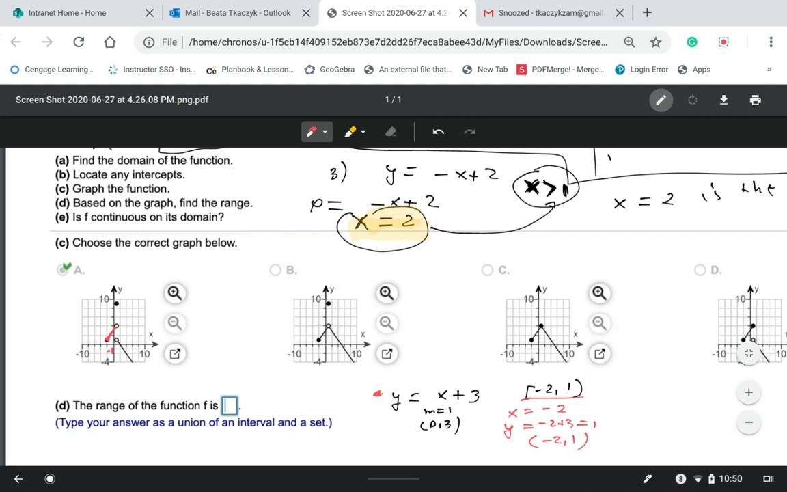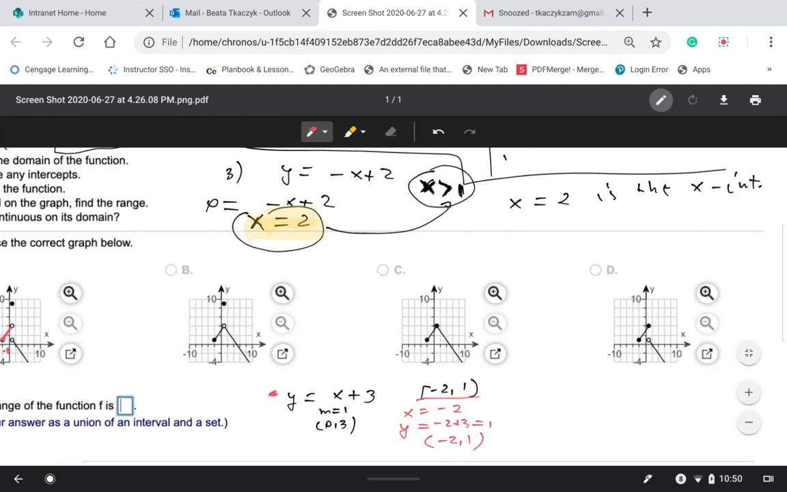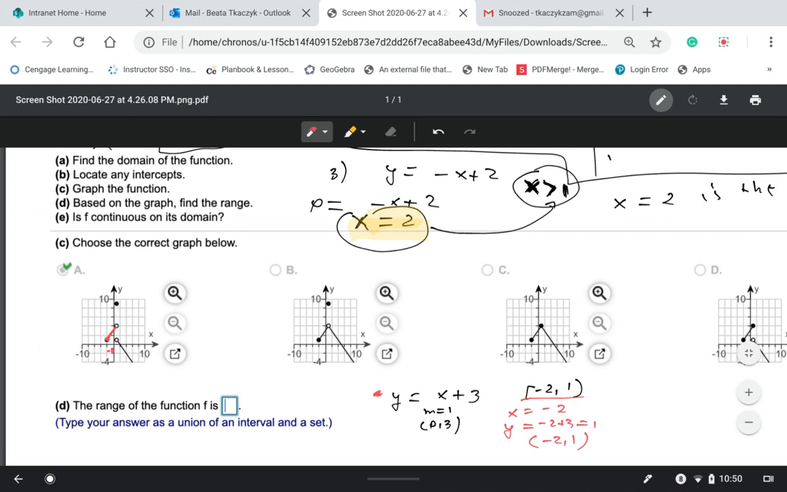Which they didn't really graph correctly. Okay, they messed up too, because (-2, 1) should be somewhere here. They put it at (-4, 1). They messed up with this graph. But from all the options which I see, it's this one.